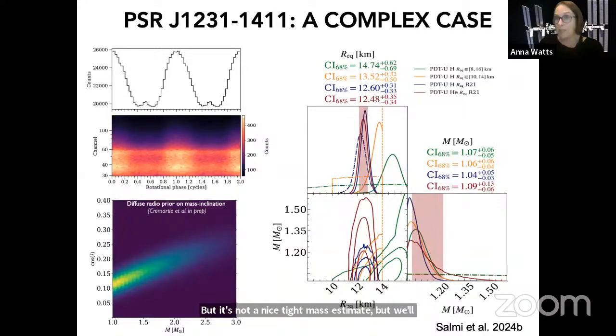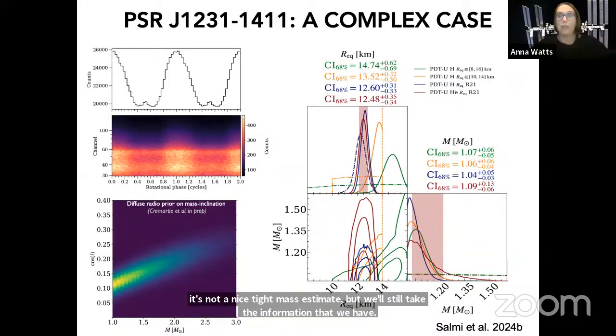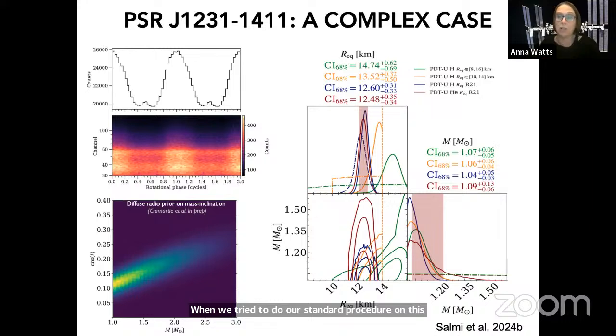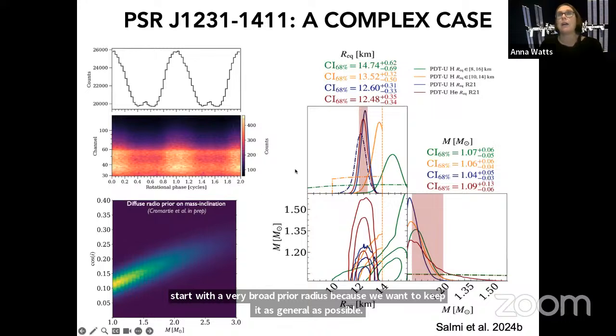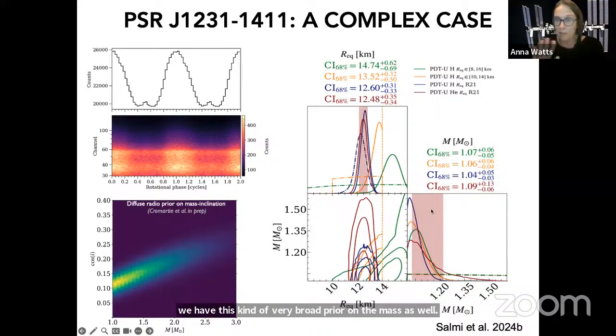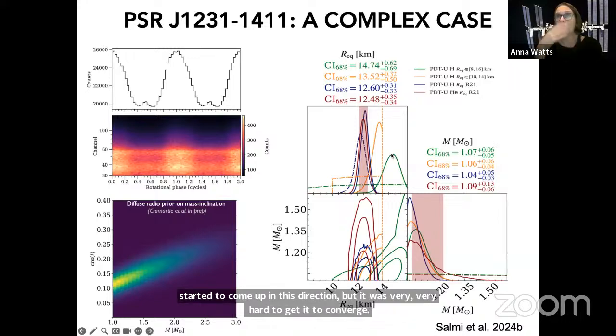When we tried to do our standard procedure on this, we started with a very broad prior on radius because we want to keep it as general as possible, and a very broad prior on the mass as well. What you're seeing here are a whole mess of posterior distributions, so let me walk you through them. This is one particular set of surface models, 3 hydrogen and 1 helium atmosphere. The first one that we tried was our normal broad radius prior. It started to come up in this direction, but it was very hard to get it to converge. The analysis was taking forever, really complicated.